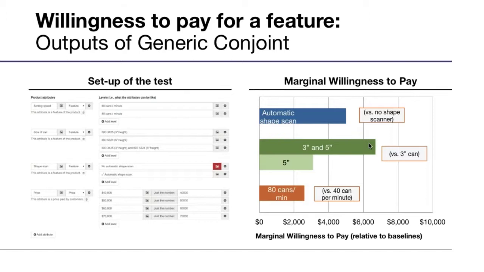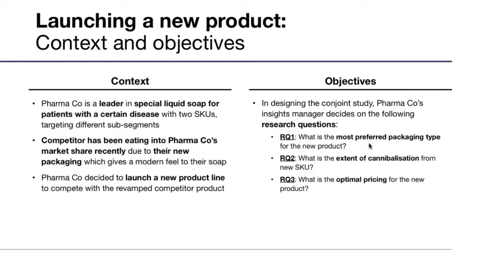Important thing here is that in conjoint, willingness to pay is marginal, which means that it's relative to a benchmark. So just like here, you would see that the feature that we're testing is automatic shape scan, and what we're testing it against is no shape scanner.